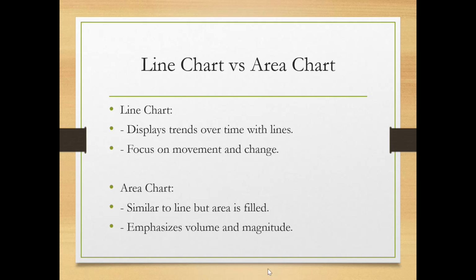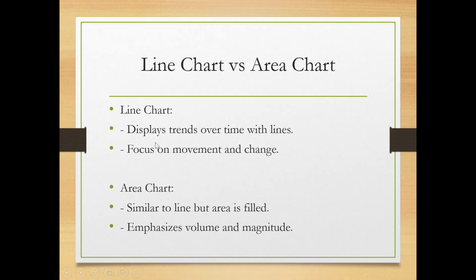Line chart versus area chart. A line chart displays the trends over time with lines, right? In a line chart, whatever the interval of time is, it just shows there, and focuses on movement and change. An area chart is similar to a line chart, but the area is filled. In an area chart, did you see, guys, it is filled and highlighted with color, but a line chart is not highlighted with color, right? And it emphasizes volumes and magnitudes. So that's a major difference.